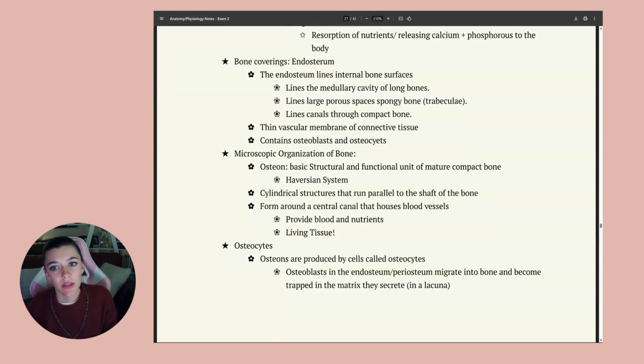Bone coverings, the endosteum. The endosteum lines internal bone surfaces. It lines the medullary cavity of long bones. It lines the large porous spaces of spongy bone, the trabeculae, and it lines canals through compact bone. It is a thin vascular membrane of connective tissue and contains osteoblasts and osteocytes. That is the endosteum.